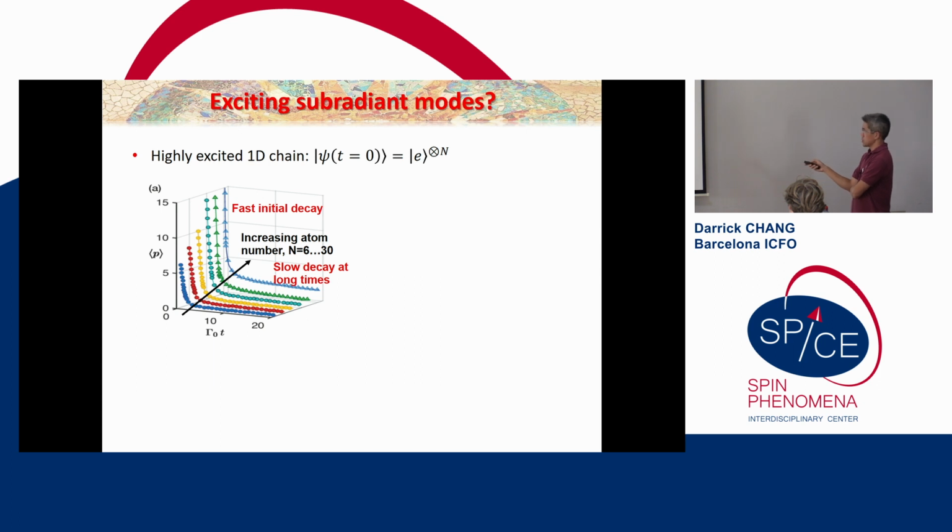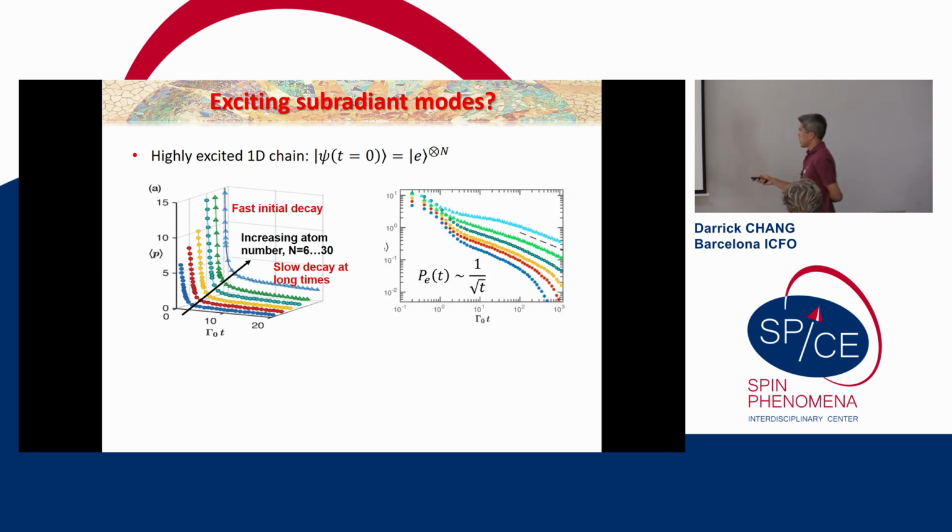You generally see at early times, when you have so many excited atoms, a lot of these modes are radiant, so the system will very quickly shed excitation and the number of excited atoms goes down. But at long times, you see a lot of excited state population hanging around. To quantify that, you can take these same plots and replot them on a log-log scale. And what you see at long times numerically is that the population doesn't even decay exponentially anymore. It decays as a power law.